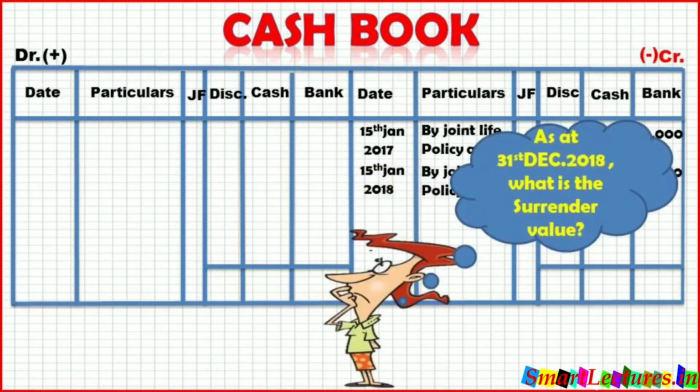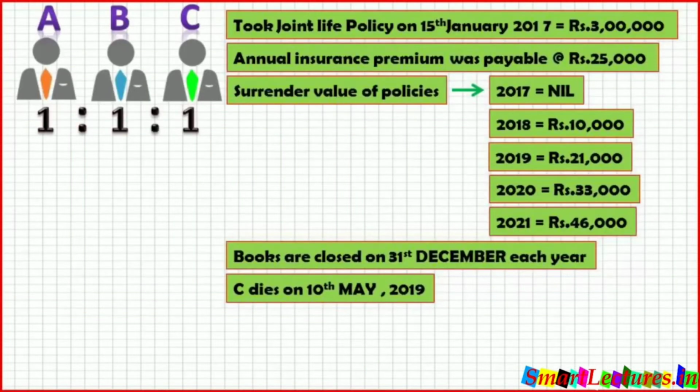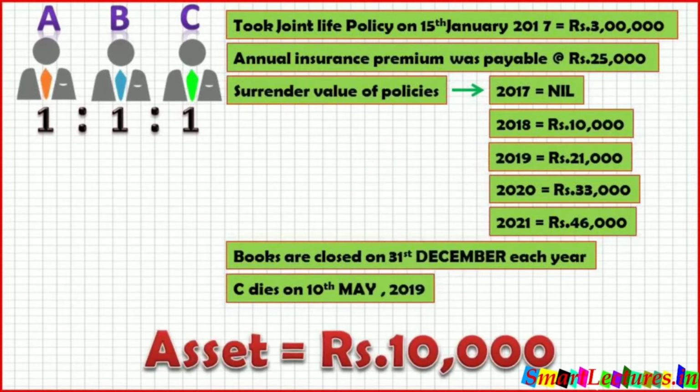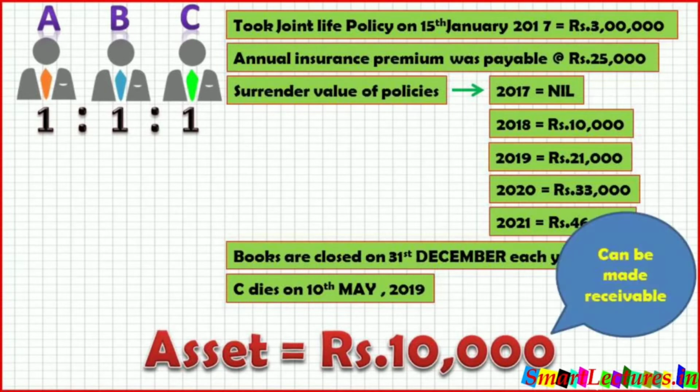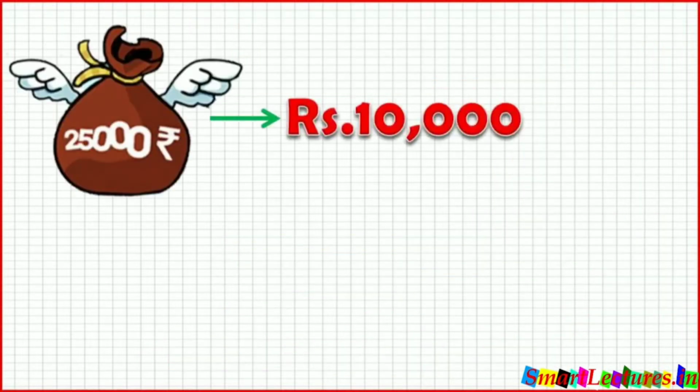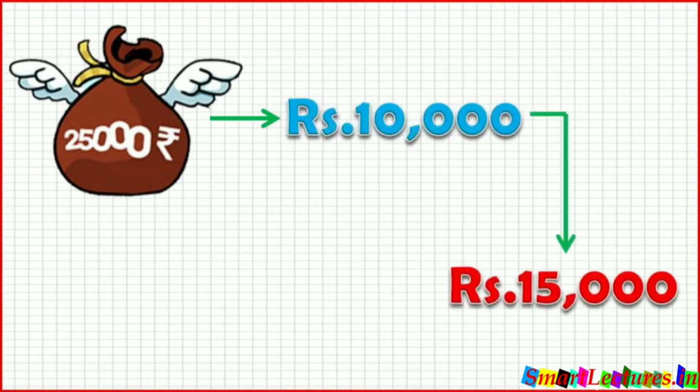And as on 31st December 2018, what is the surrender value? If you look at the table, the surrender value is rupees 10,000. It means if we wish, we can get 10,000 rupees from the insurance company. It means as on today, our asset is 10,000 rupees because this money can be made receivable today itself. So it means out of 25,000, we could create only 10,000 rupees as an asset and the remaining part of 15,000 will be treated as an expense.